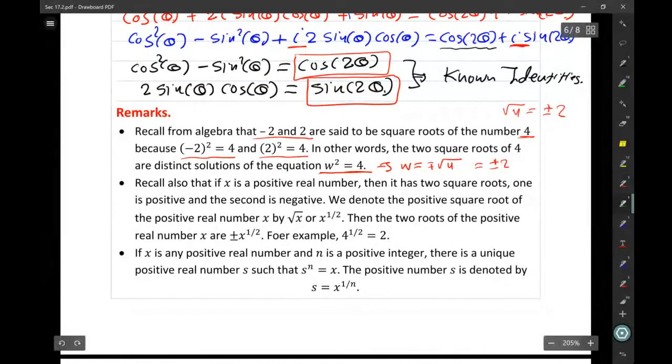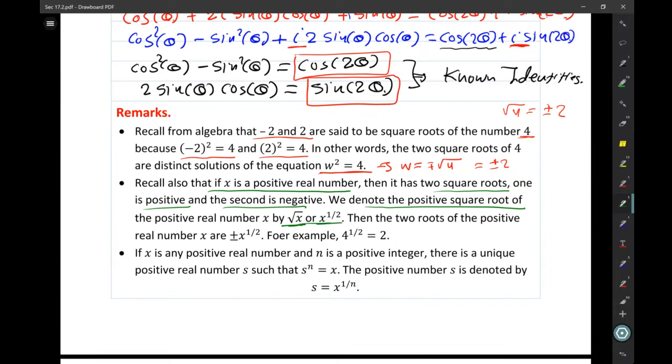Now remember that if x is a positive real number, then it has two square roots, one positive and the second one negative. Like the number 4. 4 is a positive real number. It has two square roots, minus 2 and 2. Now we denote the positive square root of the positive real number x by square root of x, or x to the power half.